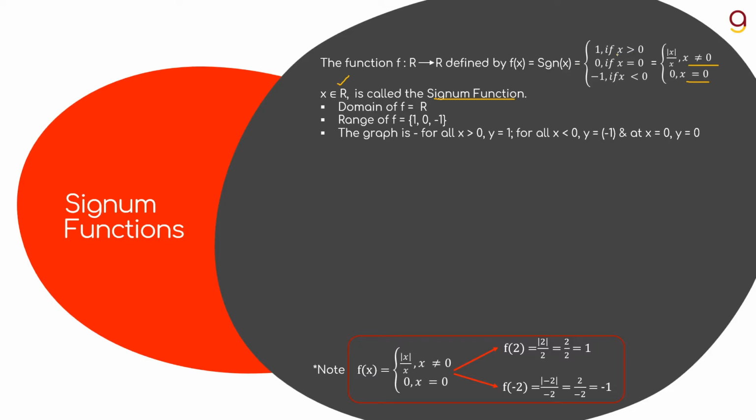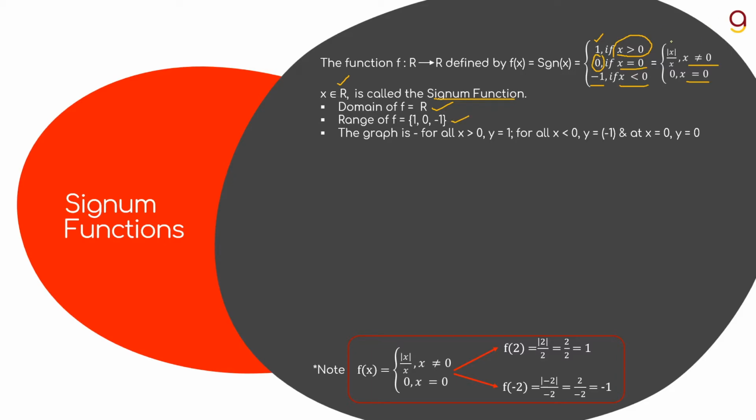If the x values are greater than 0, we will get the output as 1. If the input value is 0, we will get the output as 0. And if the input values are less than 0, that is the negative values, then we will get the output as minus 1. So the domain can be any number from the set of real numbers, but the range will consist of only 3 elements, that are 1, 0 or minus 1.